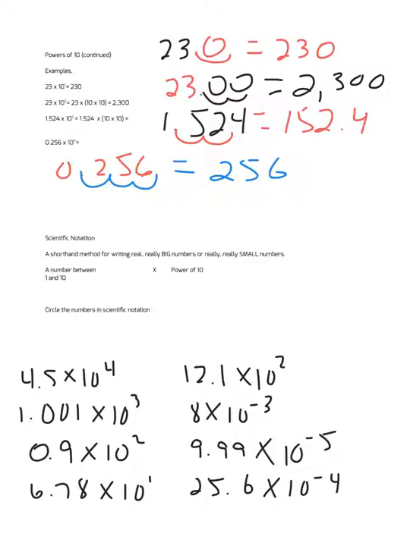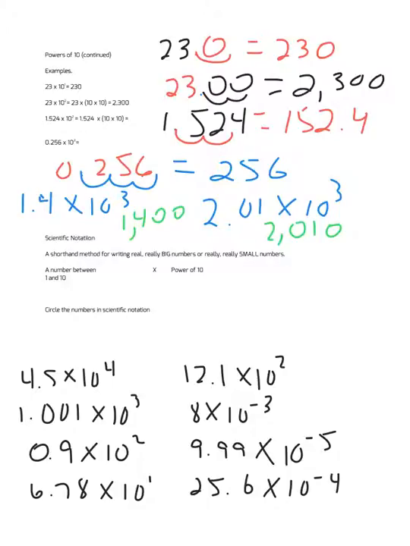Now here's a couple examples I want you to try on your own. So go ahead and try 1 4/10 times 10 to the third and 2 100ths times 10 to the third. You can pause the video so you can do your work and then check your answer. I hope your answers match with mine.